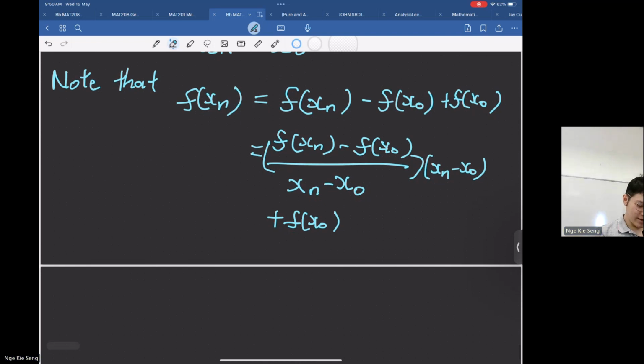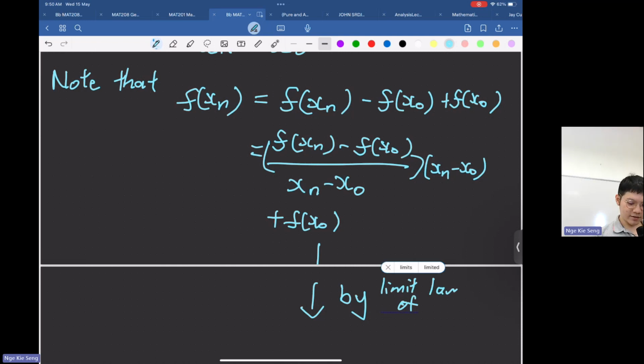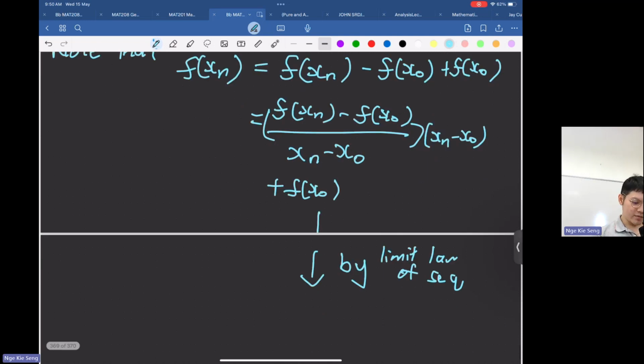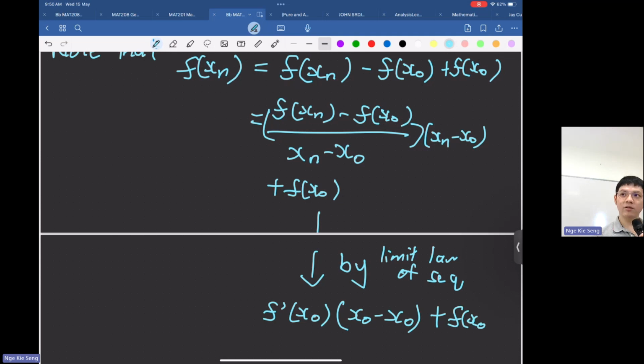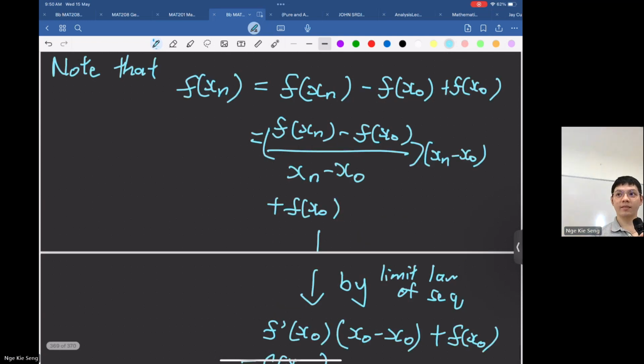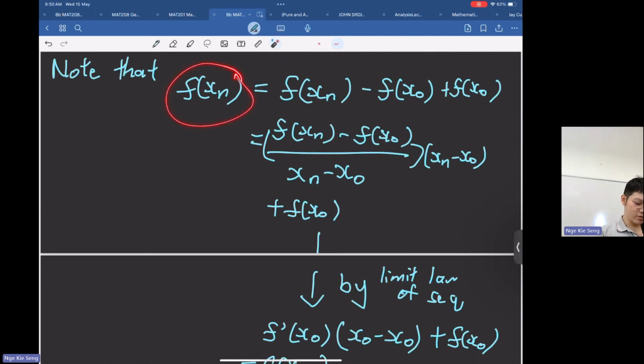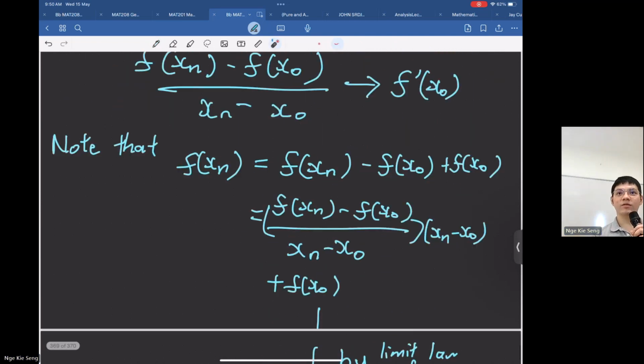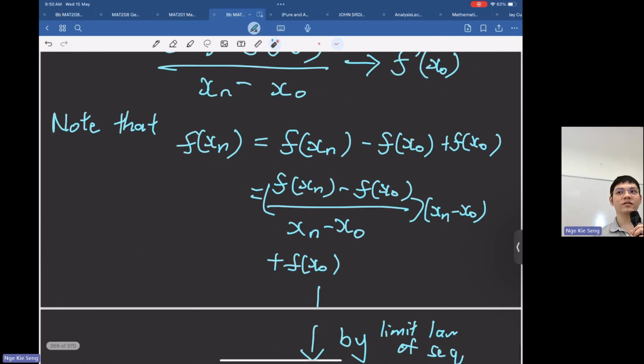By the limit laws of sequences, what do we get? The first term converges to f prime of x_0. The second term converges to x_0 minus x_0, which is 0. The last term converges to the constant term. All together you get f(x_0), which is what we want. We have proved that f(x_n) converges to f(x_0). Does it make sense? Make sense or not?